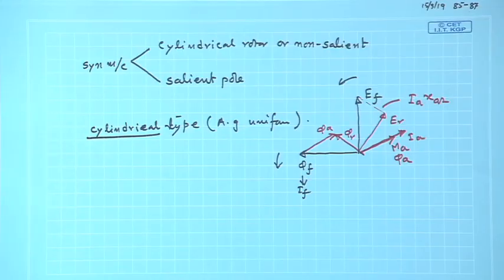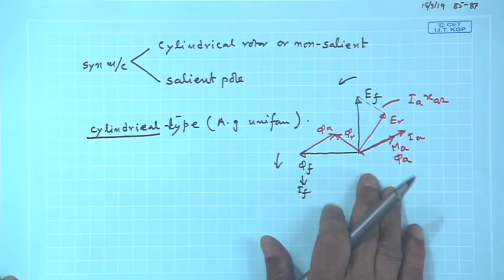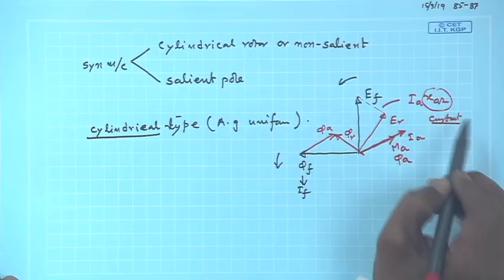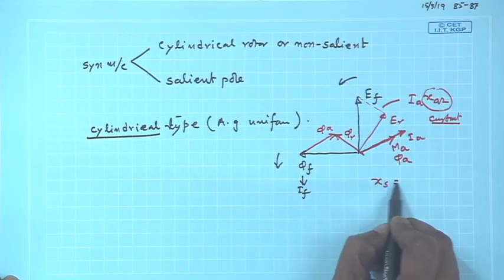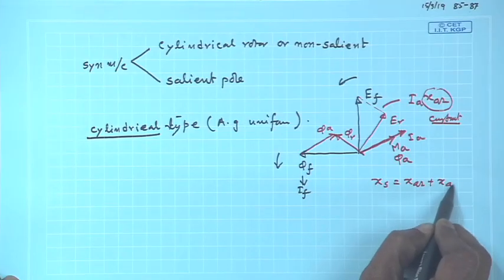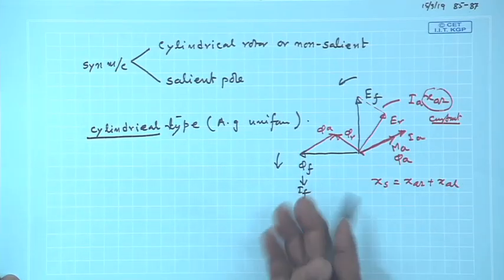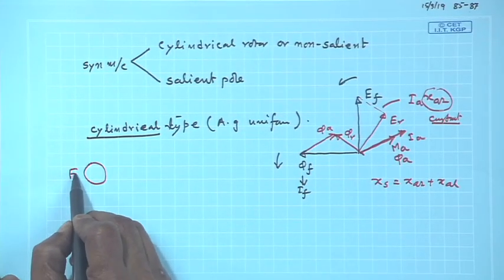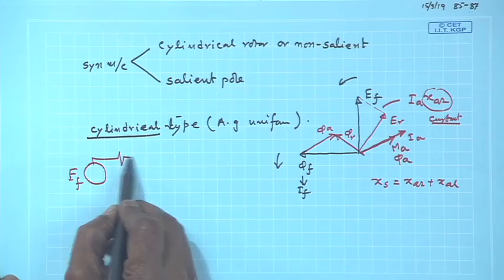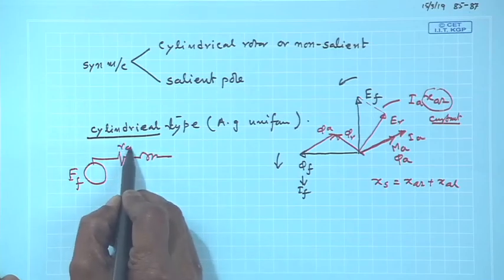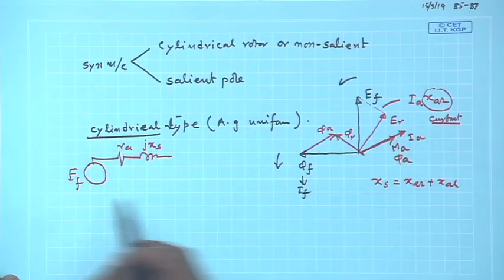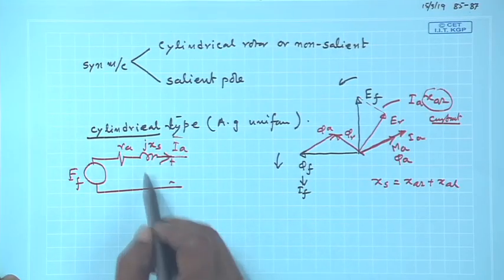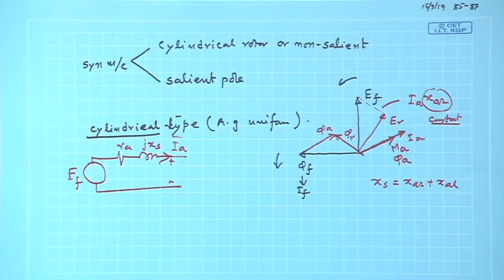That was the argument. Now, in the cylindrical type machine, this x a r, the armature reaction reactance, was constant, and recall x s was then x a r plus x a l. We told that you need not calculate phi r. So far as the modeling of the machine is concerned, you simply use an impedance R A plus j x s, where x s is x a r plus x a l, and this is your terminal voltage, generator mode. So, one reactance could do that.